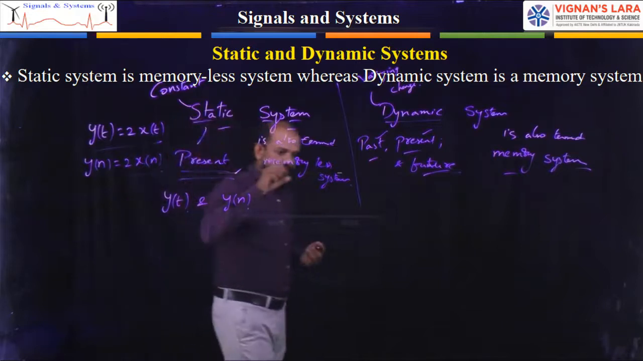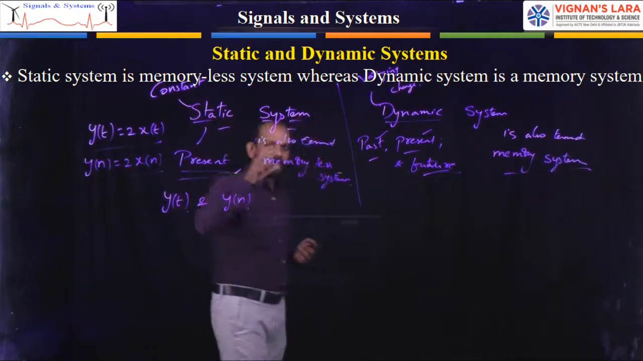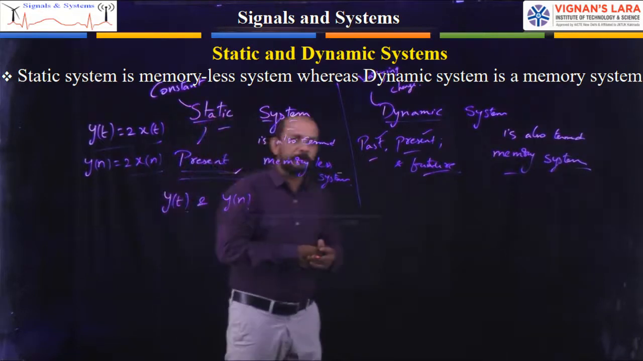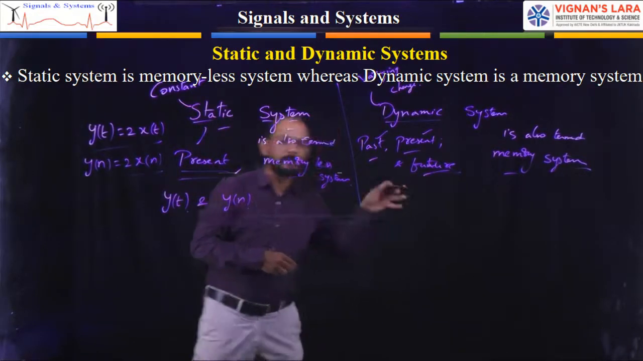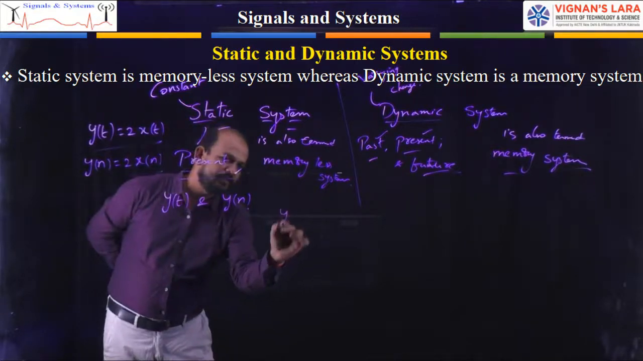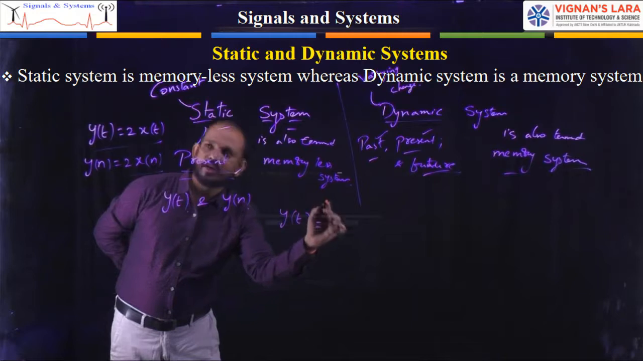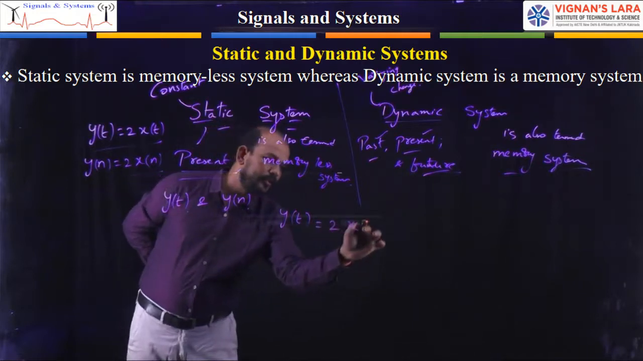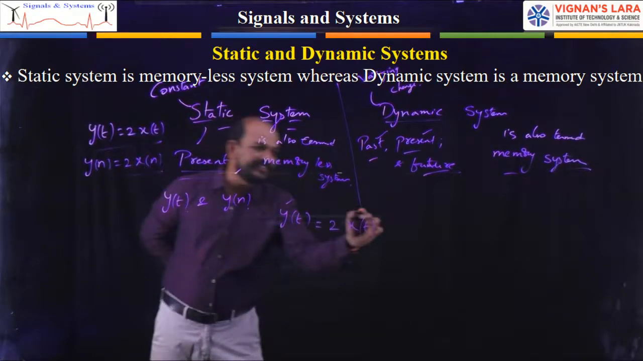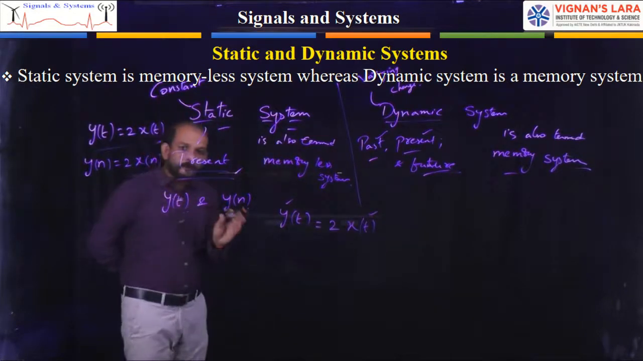Now, coming to this one. What is a static system? A system is said to be a static system if the output depends only on the present input. Let us take this example: y of t equal to 2 into x of t. Y of t is the representation of the output signal, and x of t is the representation of the input signal.